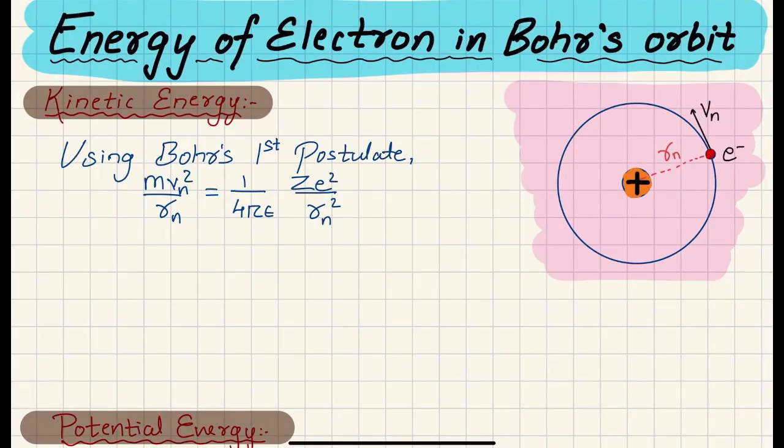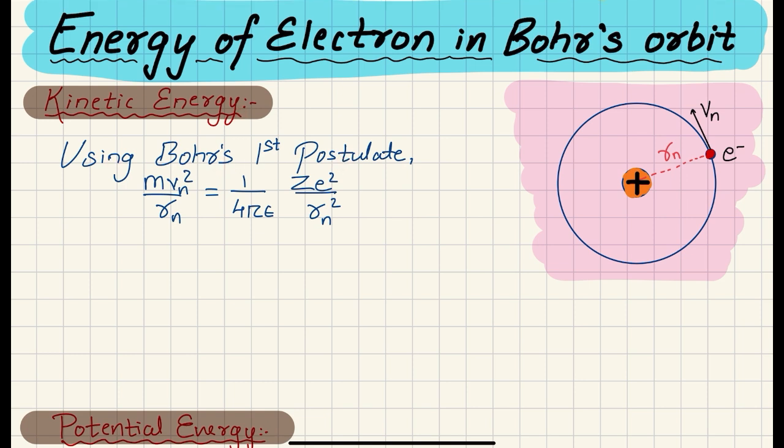Okay, friends. Let us derive the expression for energy of electron in Bohr's orbit. Say we have an electron which is revolving in some nth orbit around the nucleus at a distance rn with some velocity vn. So, it will have a kinetic energy because it is revolving with some velocity. And since the electron is placed in the potential of nucleus, it will have some potential energy. So the total energy of the electron will be the kinetic energy plus the potential energy. Let us first discuss the kinetic energy.